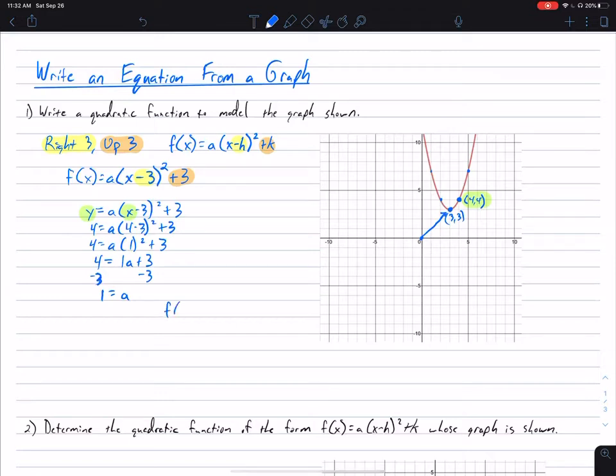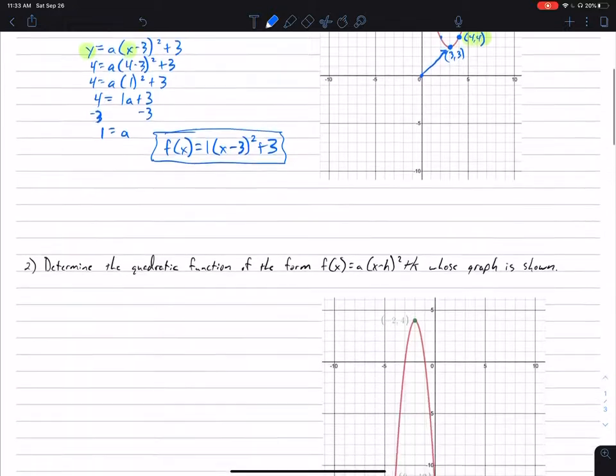So my function I'm going to use will be f of x is equal to. If you want to put that a value in there, you can. Remember, multiplying by 1 isn't going to change anything. So that 1 really is not necessary, but we do need to check to figure out what the a value is, because remember that can affect stretches and compressions as well as reflections. So that would be it for number 1. We determined our function based off the graph that we were given.